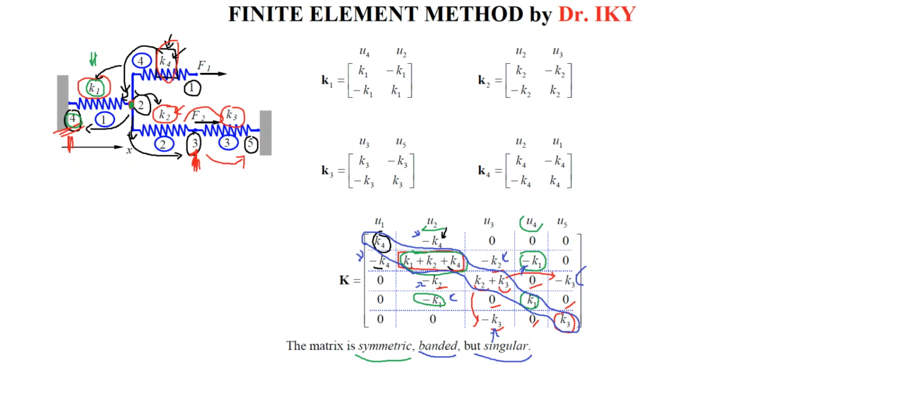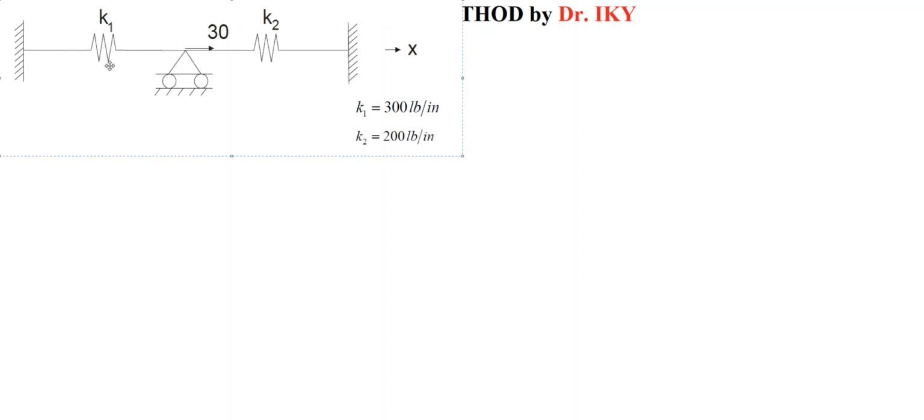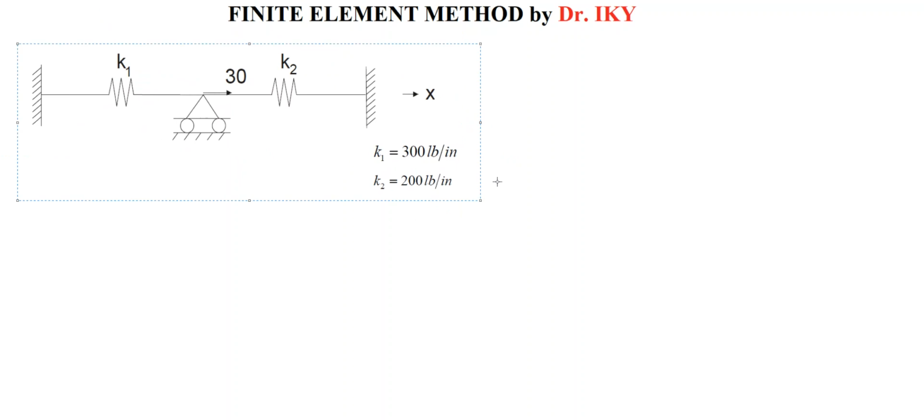So let me finalize this example, and I want to continue with a few more examples considering this direct stiffness method. Let me take this one from an example. I would like to give you a 2-element system, and this one, and we have got the stiffnesses.